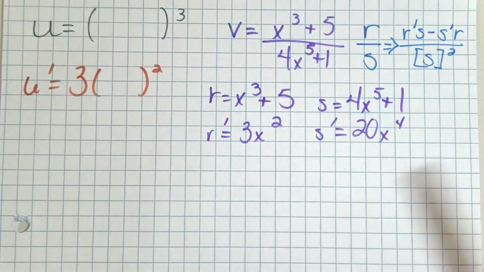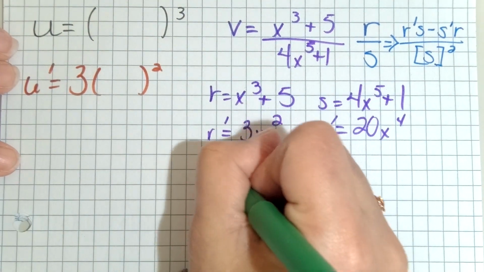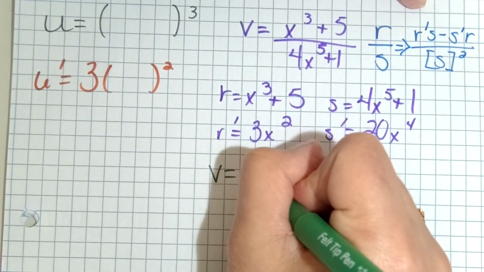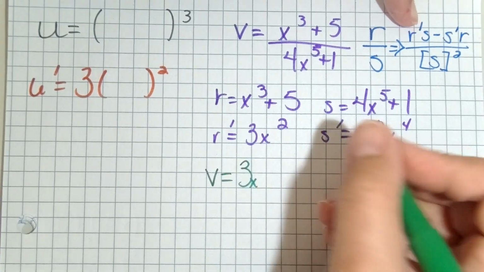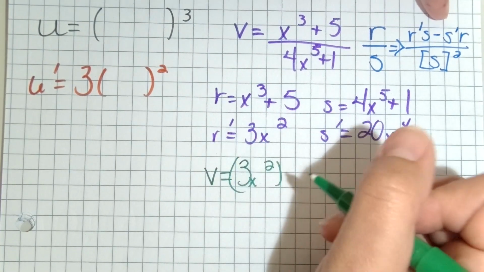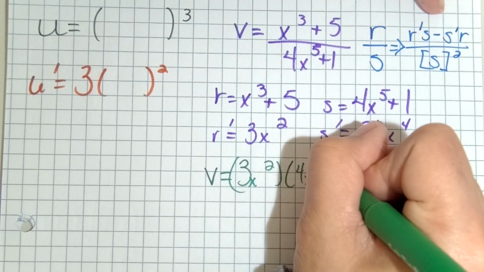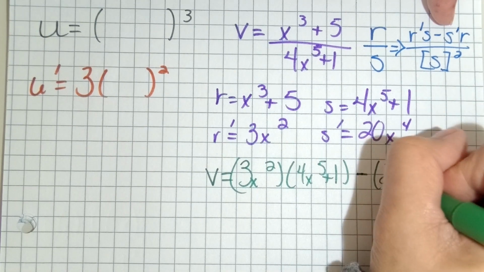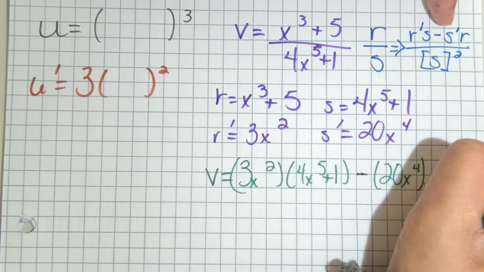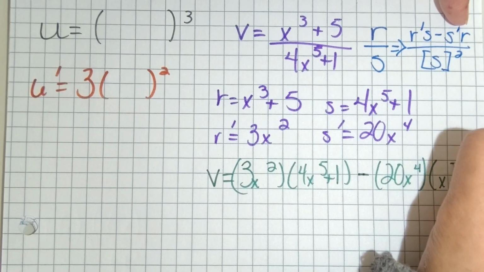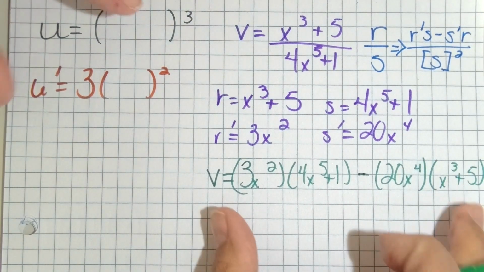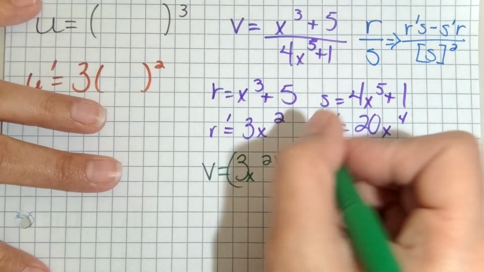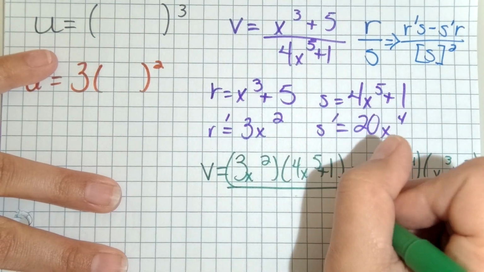So V prime, let's use green, is going to be R prime. Can you see me pointing? 3x squared, S, 4x to the 5th plus 1, minus S prime, R, x cubed plus 5. Seniors, some of you stop here for quotient rule. No, because we still have to do the bottom, S squared, which is 4x to the 5th plus 1, in brackets, squared. Very good.